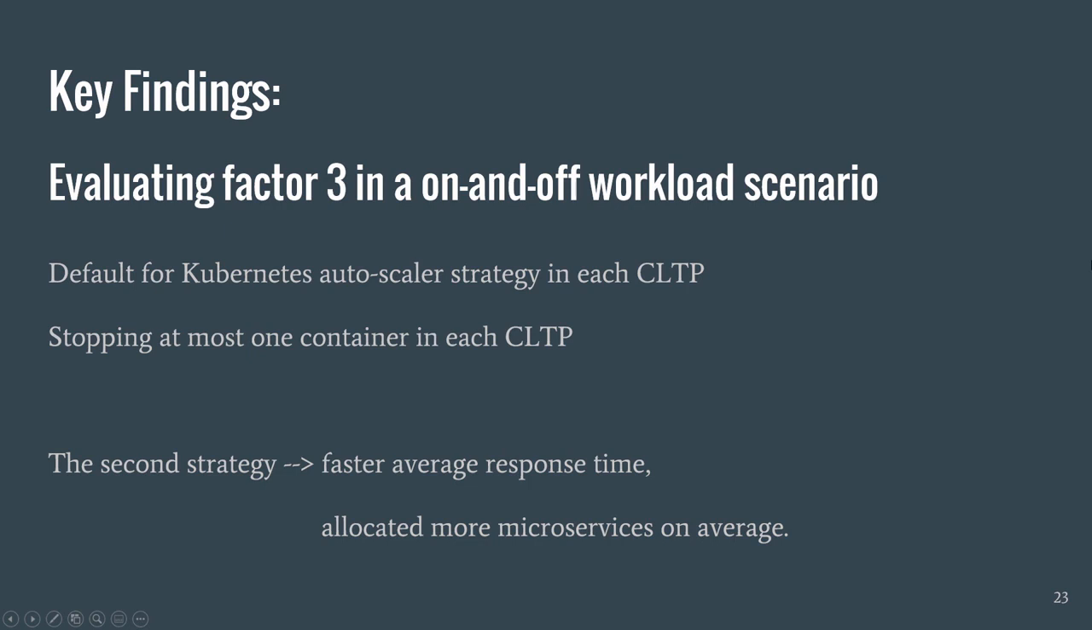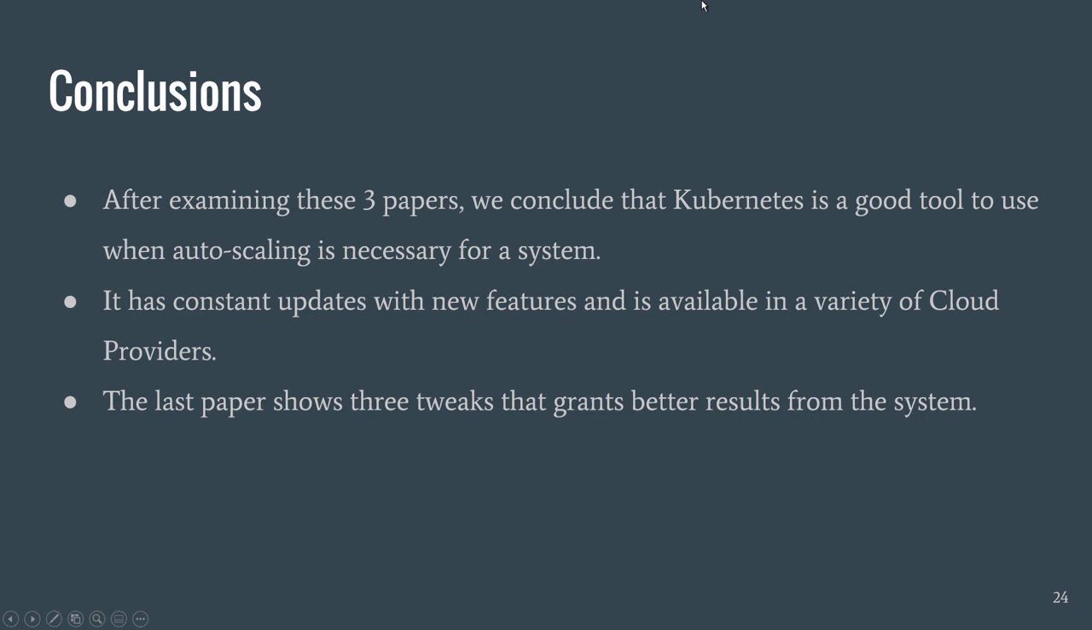The last factor proved that the second strategy, stopping at most one container in each CLTP, is the best, offering a faster average response time and allocating more microservices on average.